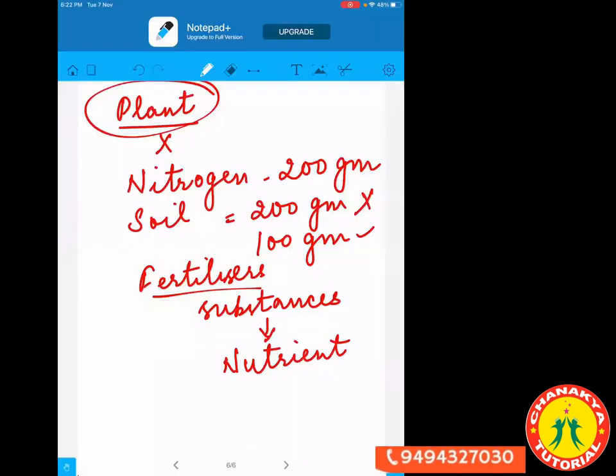So those are the fertilizers. They are not required in high amount. They can be used in less amount, and even by using less amount, they can be effective.